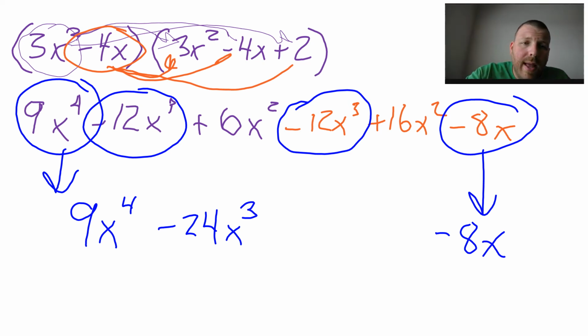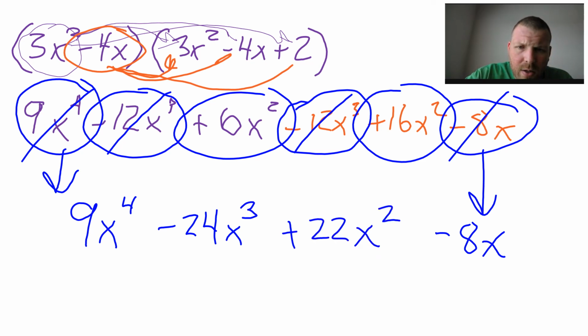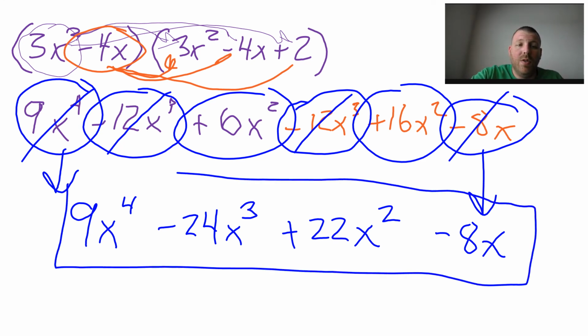Now, the last step, so we've taken care of all of this stuff, right? So we're done with it. Last step, this guy and this guy. Well, those are like terms too. They both have squares. So 6 and 16, well, that makes 22x squared. And finally, we have our bottom answer, which is a nice standard form, okay? We've got our degrees up near the top and continuing on down through, okay?